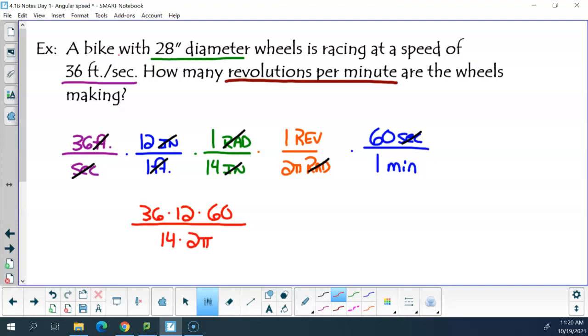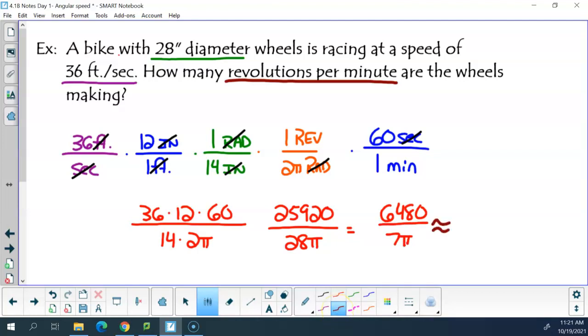Did you get it? Yeah. Yep. 36 times 12 times 60 would be 25,920 over 28 pi, which is 6,480 divided by 7 pi, which is 294.664 RPMs.